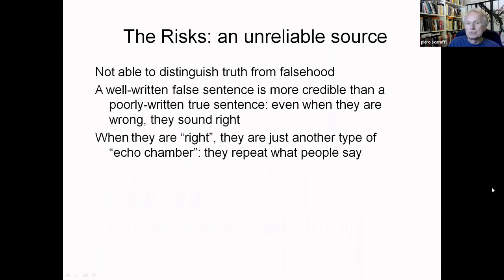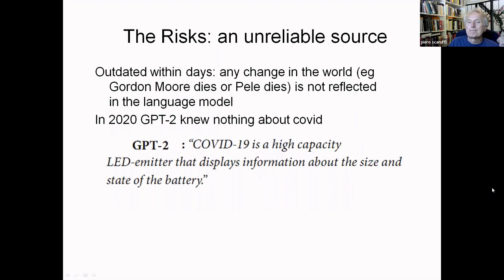Obviously, it is not able to distinguish truth from falsehood. And the problem is that a well-written false sentence is more credible than a poorly written true sentence. And this has been well known. There's an entire discipline of philosophy called rhetoric. Rhetorical speech is as old as human beings. So the problem is when they're false, they're still credible. And when they are right, they could become another type of echo chamber because they simply repeat what most people say. Of course, it is outdated within days. Any change in the world is not reflected.